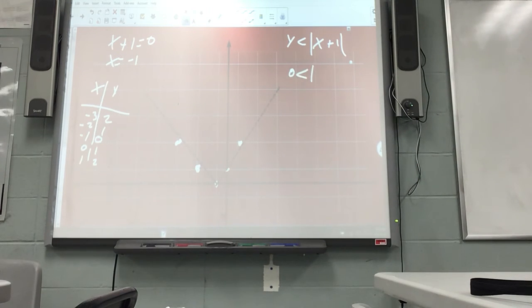0 is less than the absolute value of 0 plus 1. 0 plus 1 is 1. Absolute value of 1 is 1. Is 0 less than 1? Yes. That means that point right there at 0, 0 made my sentence true, so it gets shaded, and it is outside of the V. So we shade everything outside of the V on both sides.